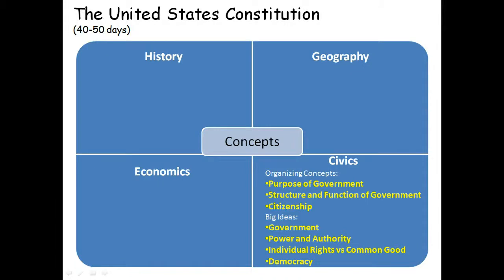The 5th grade United States Constitution unit explores concepts connected to civics. Civics organizing concepts include purpose of government, structure and function of government, and citizenship. Big idea concepts include government, power and authority, individual rights versus common good, and democracy.